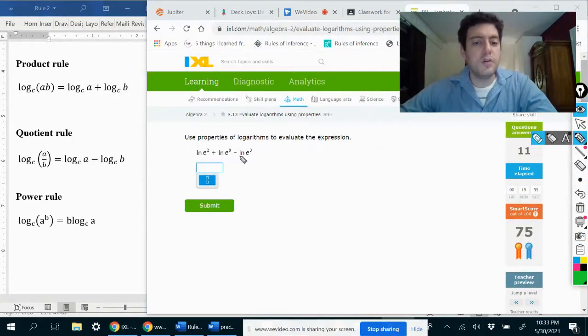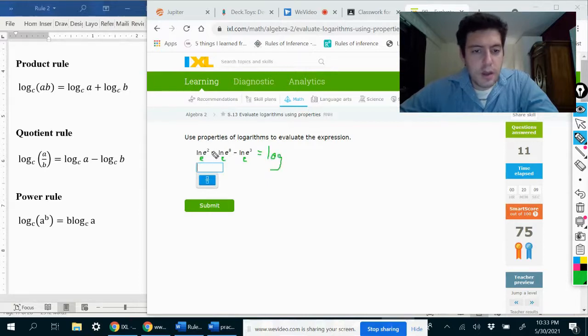Okay, now here we're going to have to use two rules, but that's all right. We see ln, so the base is e. Let's just use the product rule first, which means we're going to multiply these. So log base e of e to the 2nd times e to the 8th. And then we still have minus the log base e of e to the 3rd.